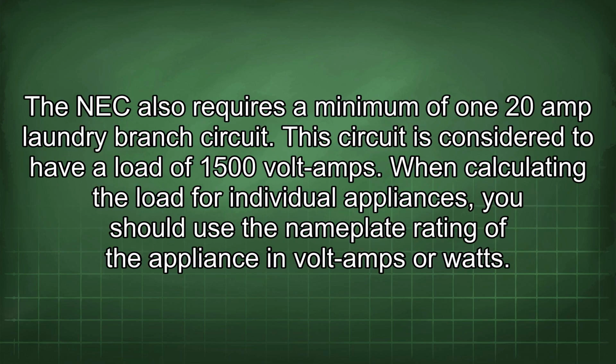The NEC also requires a minimum of 1 20-amp laundry branch circuit. This circuit is considered to have a load of 1500 volt-amps. When calculating the load for individual appliances, you should use the nameplate rating of the appliance in volt-amps or watts.